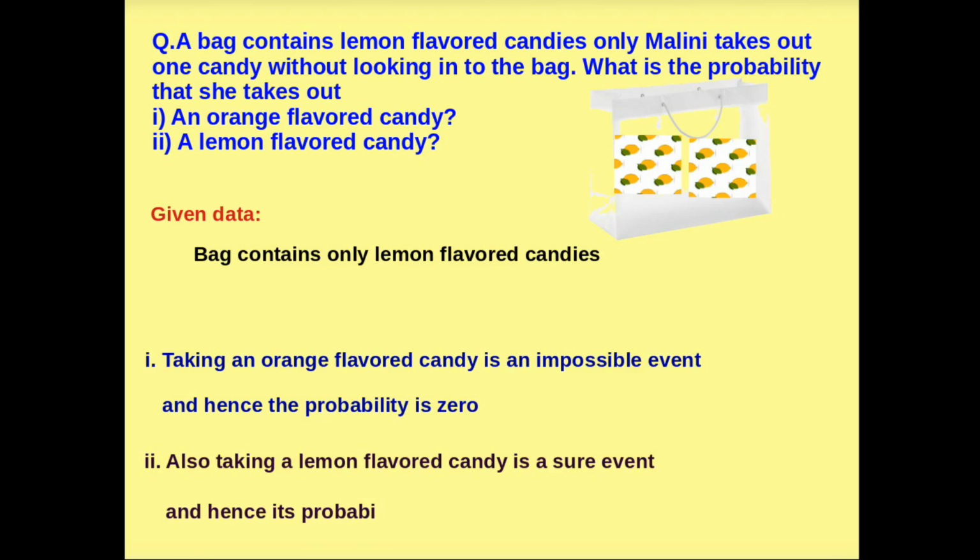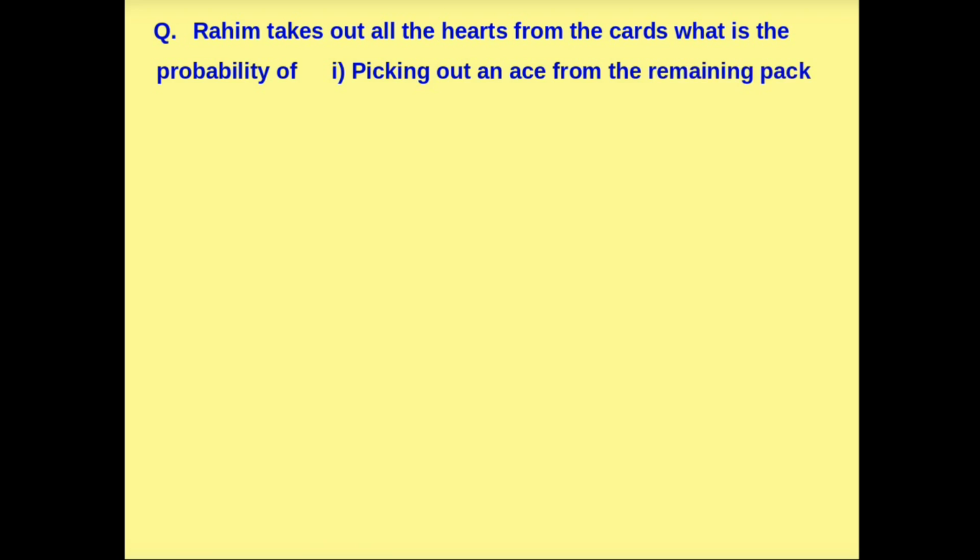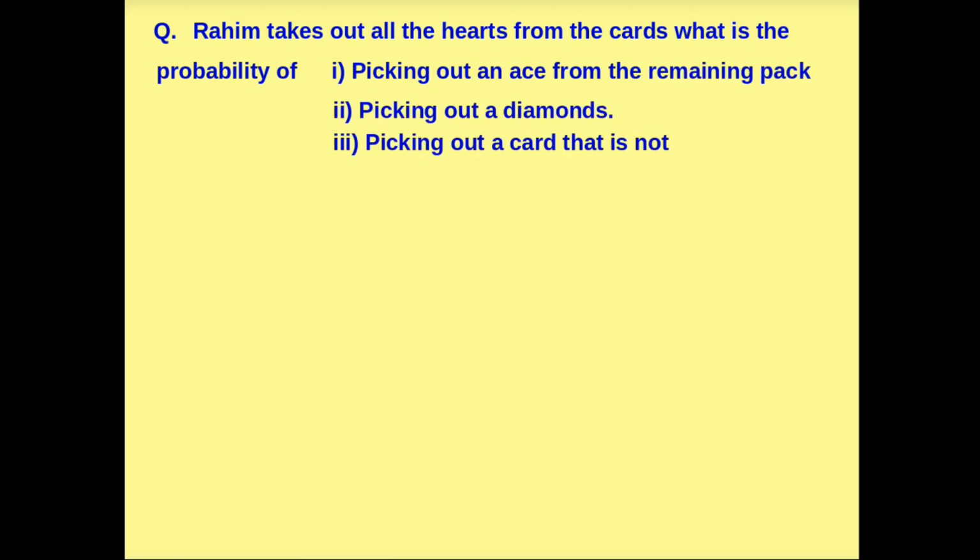Another question. Rahim takes out all the hearts from the cards. What is the probability of: one, picking out an ace from the remaining pack? Number two, picking out diamonds. Three, picking out a card that is not a heart. Four, picking out the ace of hearts.